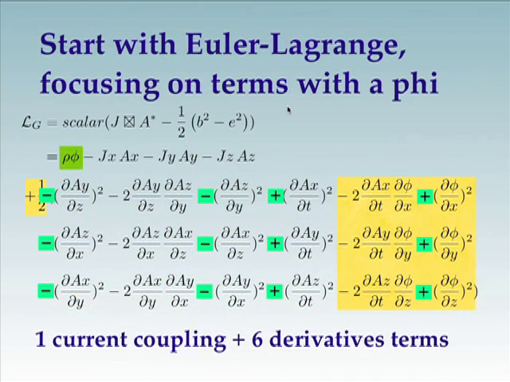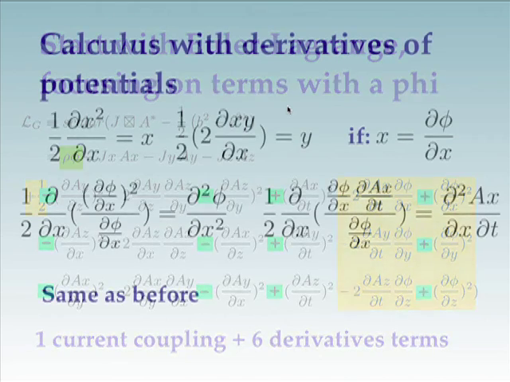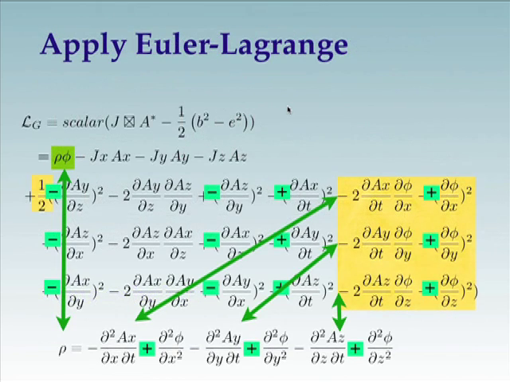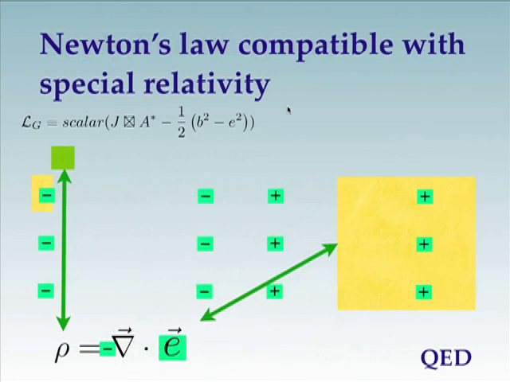And so now I'm going to apply Euler-Lagrange. I'm going to pick out my phi terms. Oh, those are the guys all the way over on that side. And I'm going to go ahead and crank this through. What's my calculus of derivatives? It was pretty easy before, it's pretty easy again. And then I get this rho equals whatever, and end up with a summary statement that looks like this.